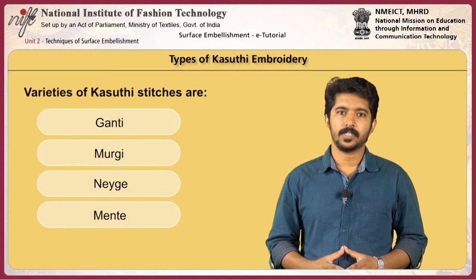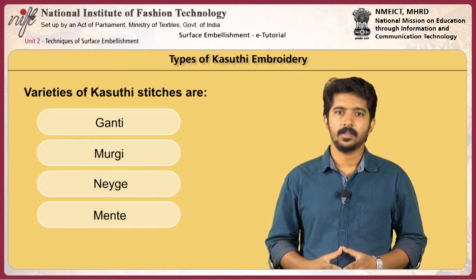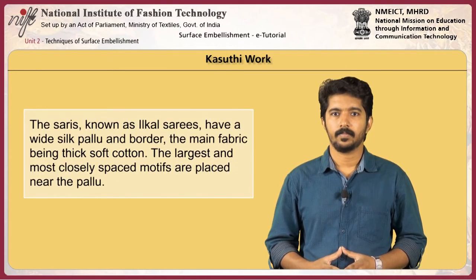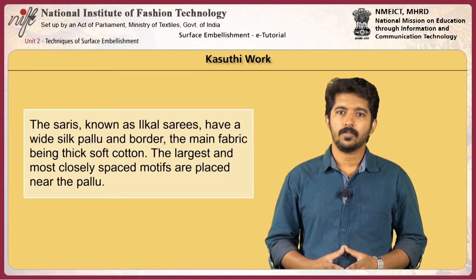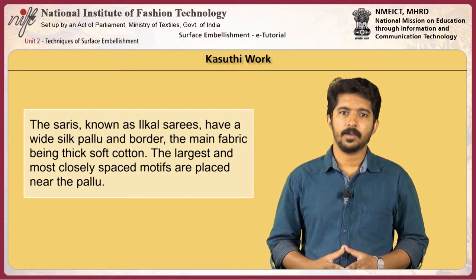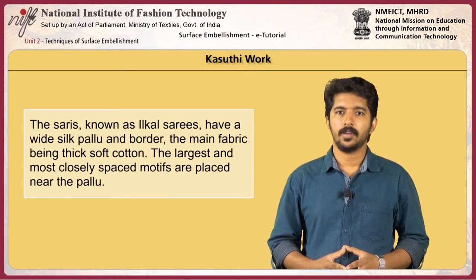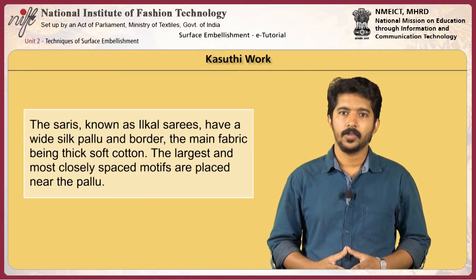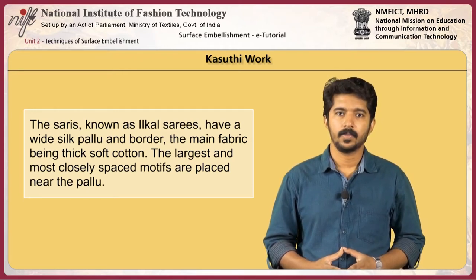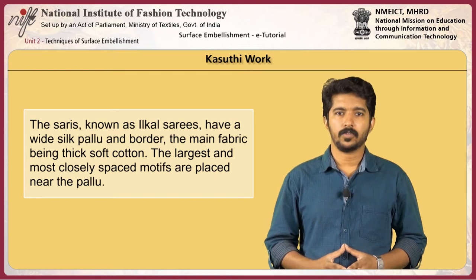Different varieties of stitches are employed. Some of them are ganti, murgi, negi and menthi. The kasuti work, however, lacks patronage in the age of machines. It is preferred by the natives of Karnataka. The material on which the embroidery is executed is a hand-woven cloth of dark color, usually black. The saris, known as Ilkal saris, have a white silk pallu and border, the main fabric being thick soft cotton.